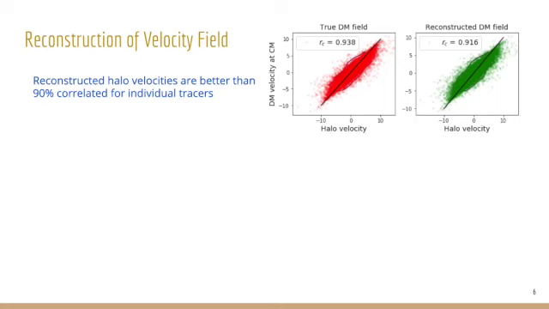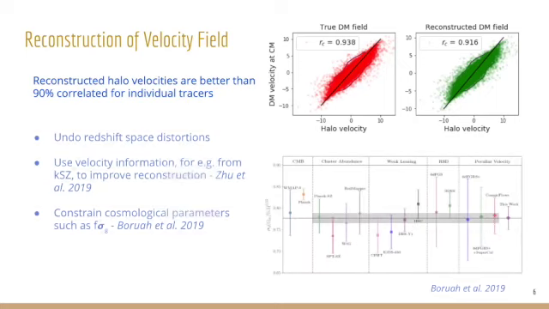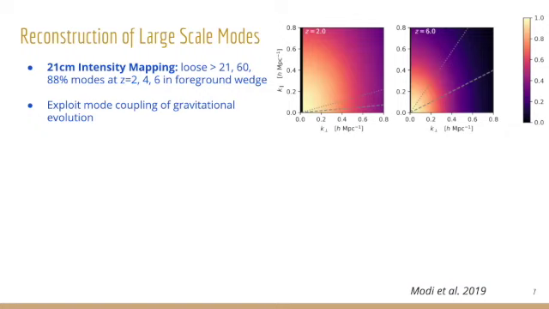So in addition to improving reconstruction, this has further applications. For example, you can use it to undo redshift space distortions, or you can combine such a method with other velocity surveys. You can use kSZ information to improve your reconstruction or do a joint reconstruction kind of thing. Or recently, people have used this to also get cosmological parameters such as f sigma 8.